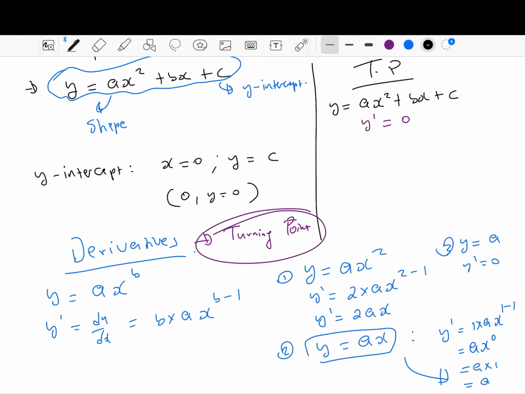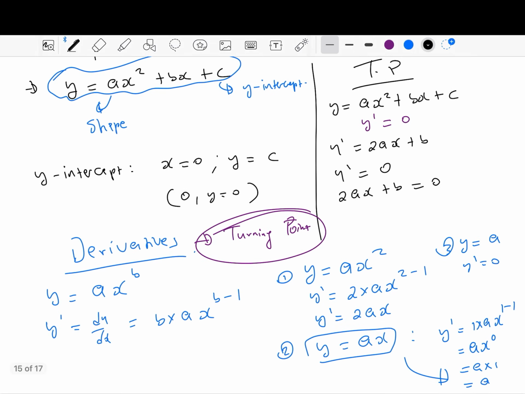Now let's do that. So we find the derivative of this equation. Why are we doing this? Because we're trying to find the x value of the turning point. So what is the derivative of ax squared? The derivative of ax squared is 2ax. And what is the derivative of bx? The derivative of bx is b. What is the derivative of c? C is a constant, so the derivative of c is 0. Now we take the derivative equated to 0, so we have 2ax plus b is equal to 0.